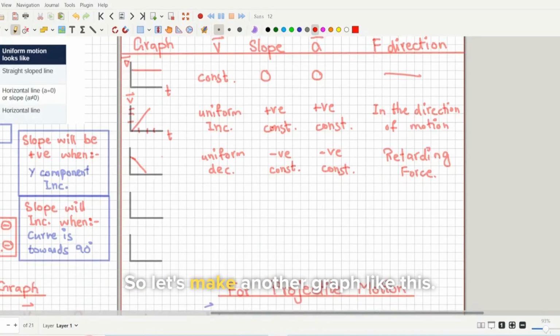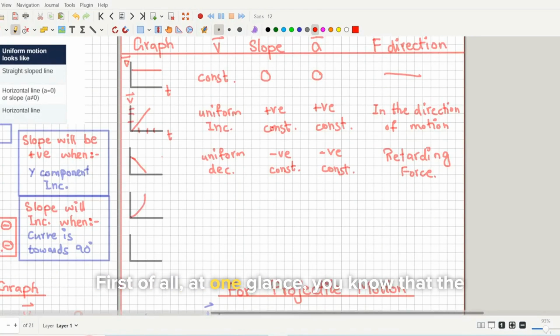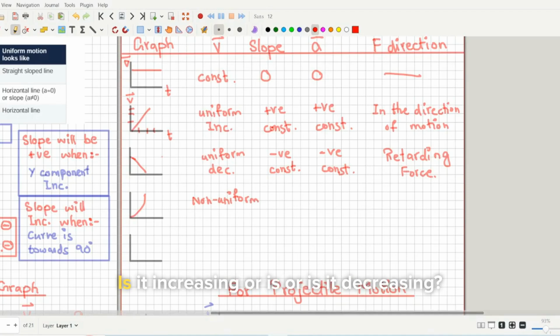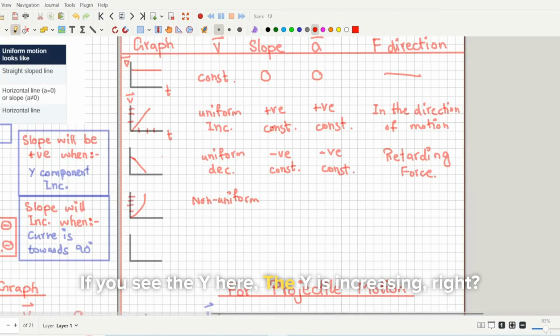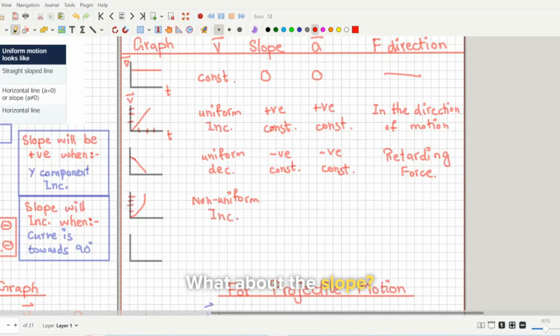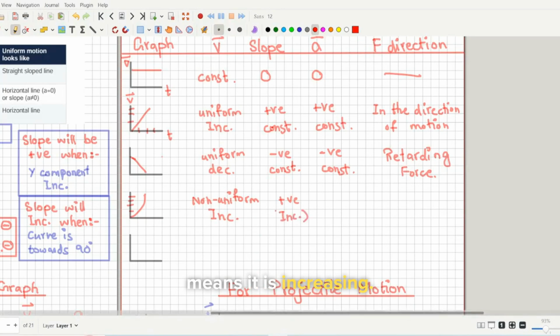Okay, so let's make another graph like this. What does this graph tell you? First of all, at one glance you know that the graph is non-uniform, right? And what is happening? Is it increasing or is it decreasing? If you see the y here, the y is increasing, right? So that means the velocity is increasing. What about the slope? The slope is positive, and is it increasing or decreasing? As you can see, it is going toward 90 degrees. That means it is increasing.